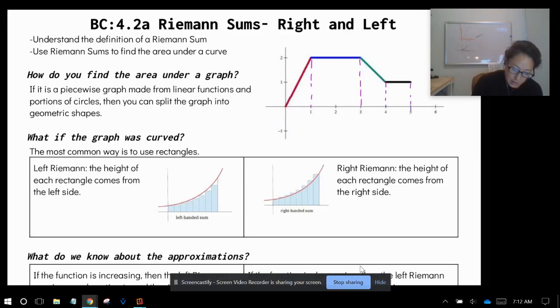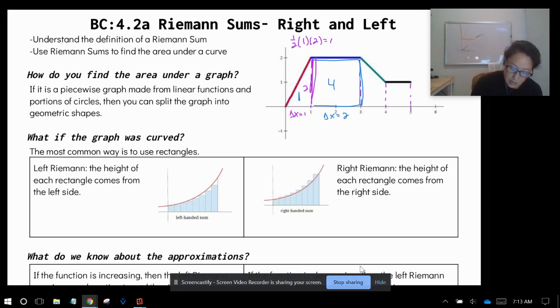So the area underneath the red line would be 1/2 base times height. The change in x would be 1, and the height is 2. So I get 1/2 times 1 times 2 is 1. So the area of this section is 1. The area of the blue section is 2 times 2. The change in x is 2. So the area is 4.